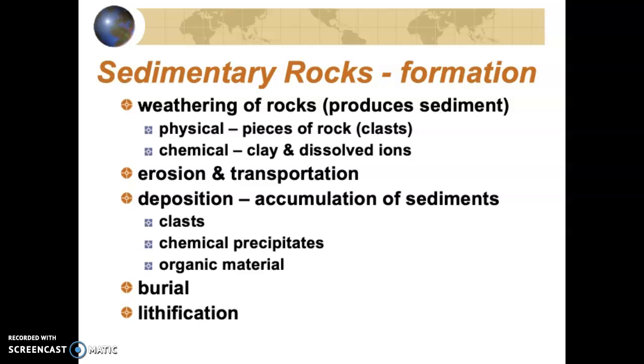We can also get chemical precipitates. So when those dissolved ions come out of solution, one way to do that would be to evaporate the water. Another way would be to have a kind of a chemical reaction of some sort. Those chemical precipitates become sediment as well.